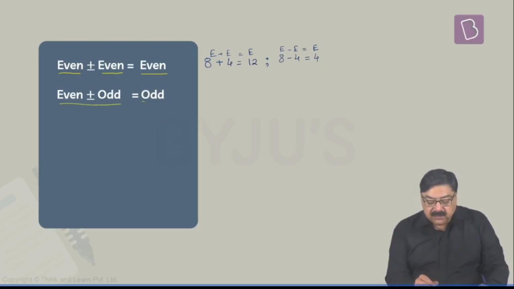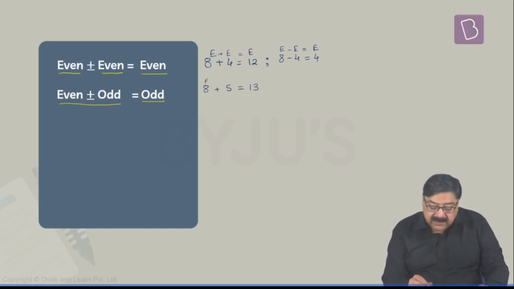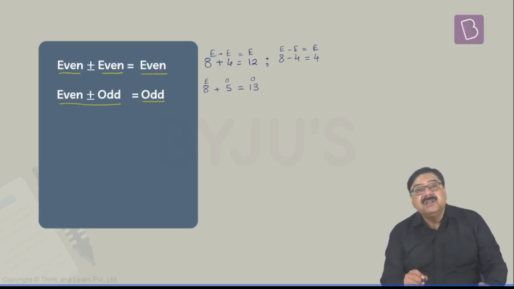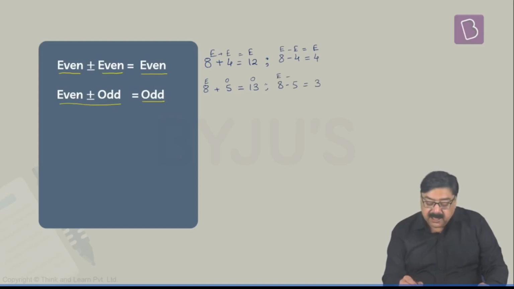Even plus minus odd is odd. By that I mean 8 plus 5 shall give us 13. Now, 8 here is even and 5 here is odd. So, hence the result obtained, which is 13, is also odd. Also, 8 minus 5 will be 3. So, even minus odd is an odd quantity.